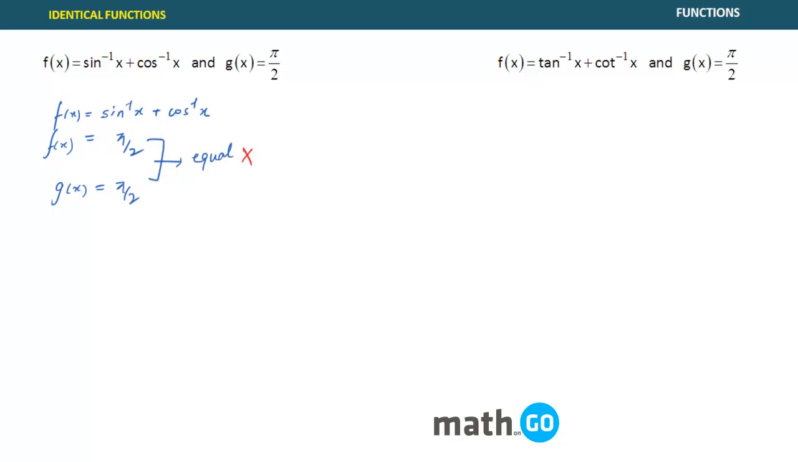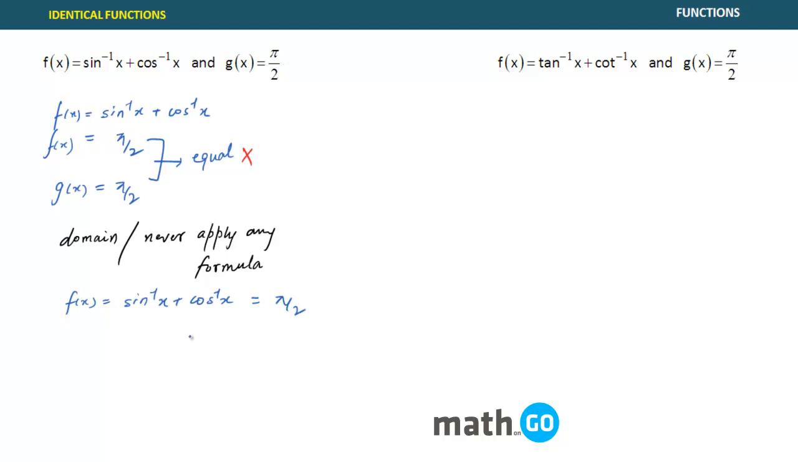Why? Always remember, whenever you are trying to find the domain of a function, never apply any formula. This is a trick that I can tell you. Never apply any formula. Find the domain in its native state for the question. For example, f(x) is equal to sine inverse x plus cos inverse x. We know that this is pi by 2, no problems at all. But this value is equal to pi by 2 only when the sine inverse x machine works and the cos inverse x machine works. They both work when their input is between minus 1 and 1. So they are equal when x belongs from minus 1 to 1. So the domain of f(x) is nothing but this particular interval.